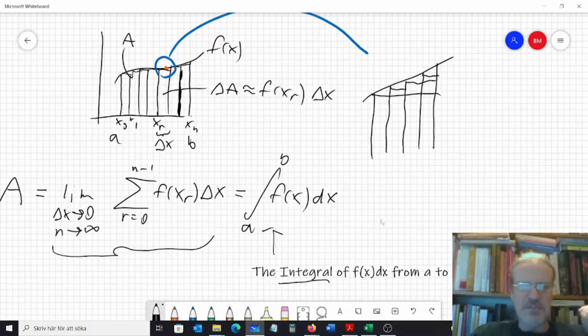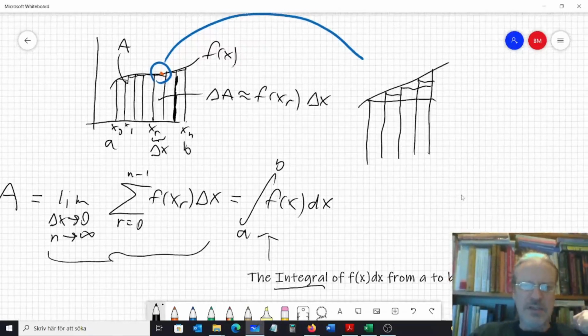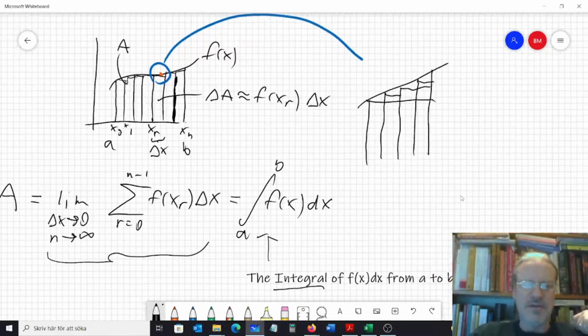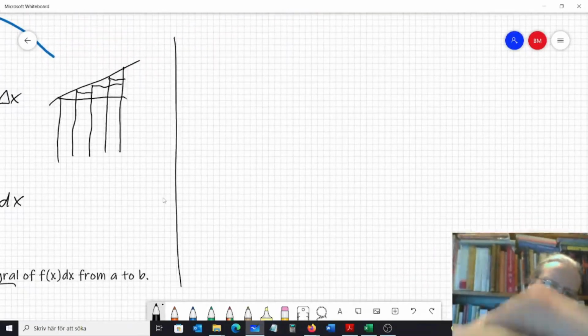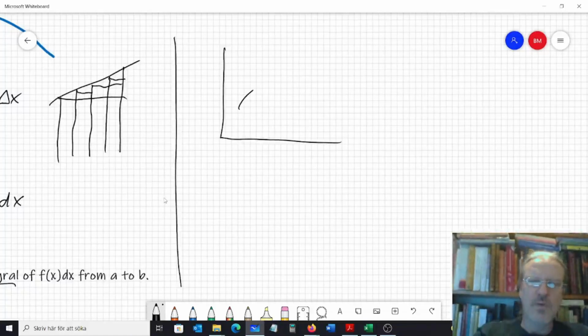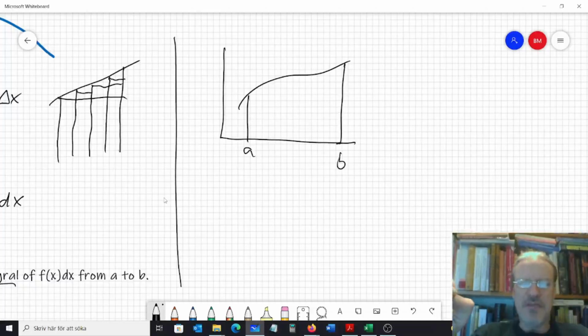This seems all nice and dandy, except for that it's not practical at all. So how could we make something practical out of this? Let's try. So yet again, we look at the problem. We want to find the area from some value a to some value b.